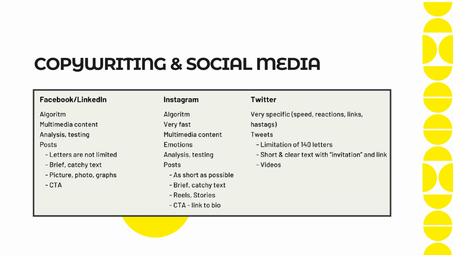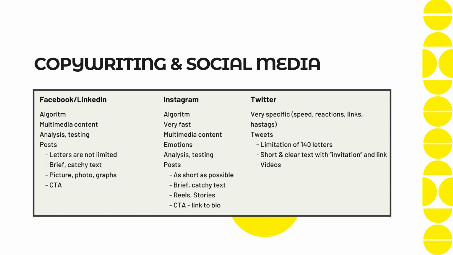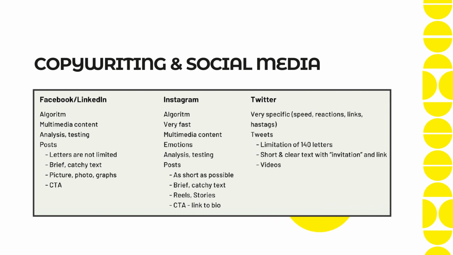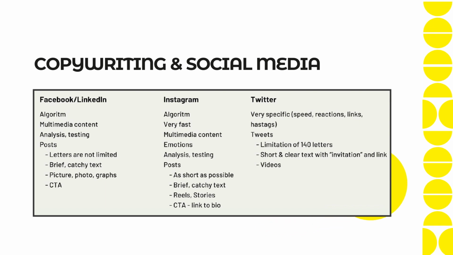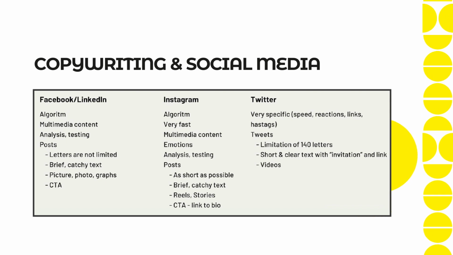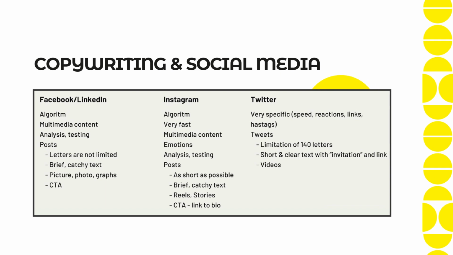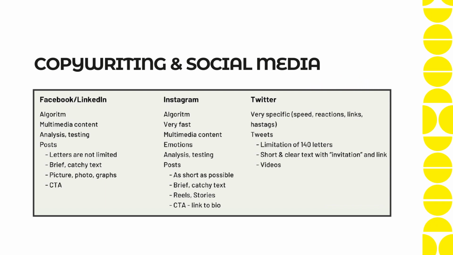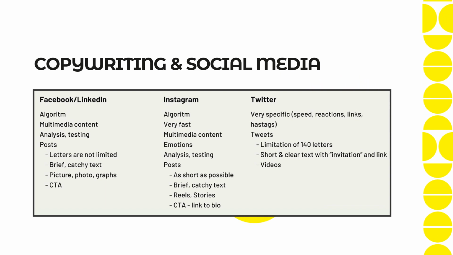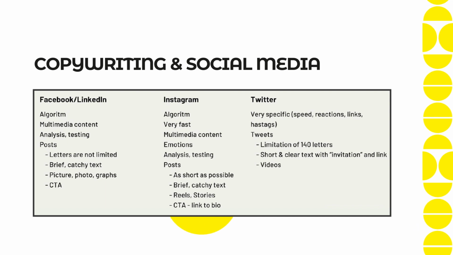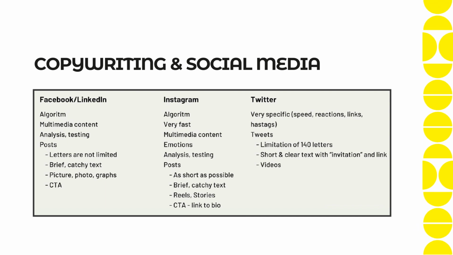Facebook and LinkedIn prefer brief, catchy text accompanied by pictures, videos, or graphs. Instagram was created as a multimedia platform. Therefore, posts should be as short as possible, and the picture or video is the main catch. On the other hand, Twitter is particular. Tweets might be concise, only 140 letters, with a clear message and better an invitation or a link.